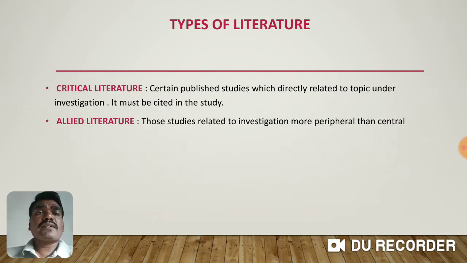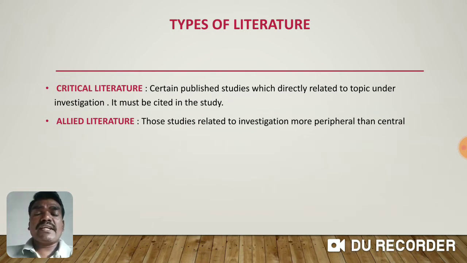Now let's see types of literature. Dear students, normally there are two types of literature. One is critical literature and another is allied literature. Normally, critical literature is related with certain published studies which are directly related to the topic under investigation, and it must be cited by the researcher in his present study. In short, critical literature is directly related with the present topic of the researcher.